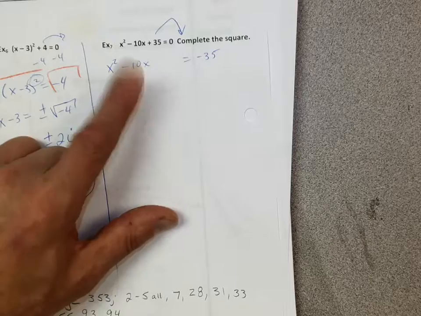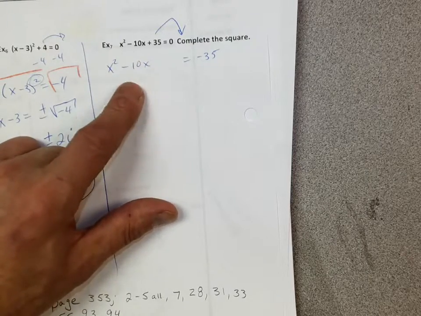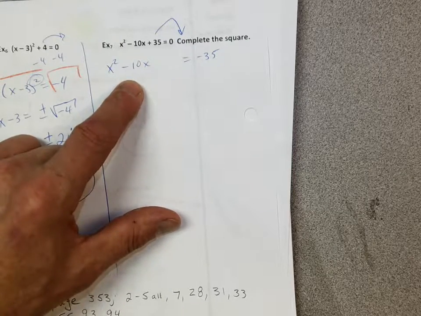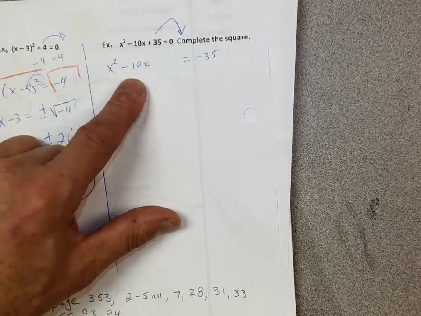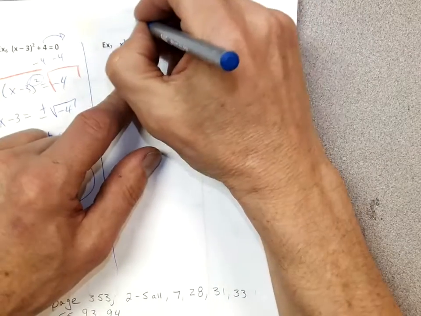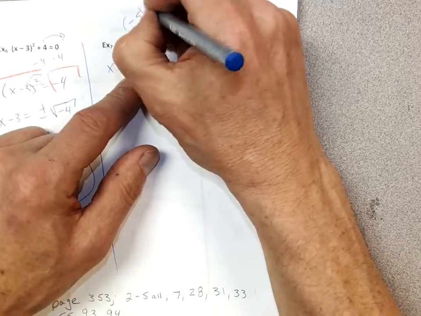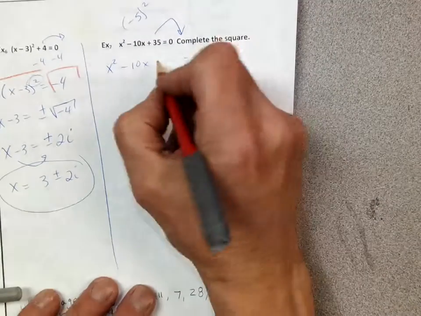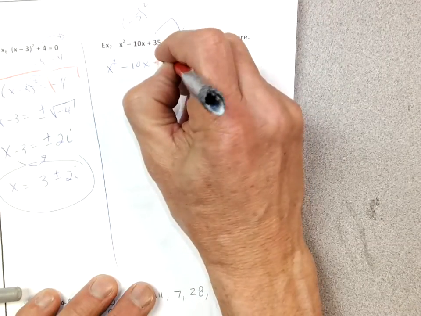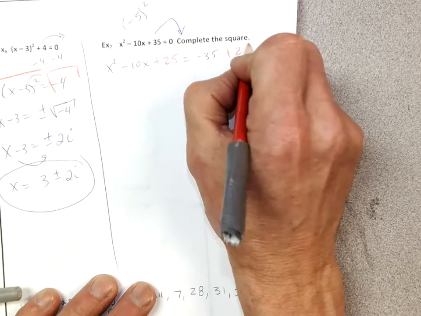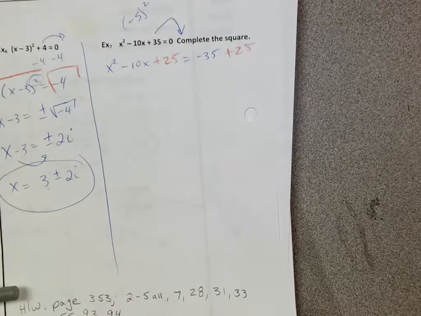You guys agree? Nothing to factor out. So let's take half. Half of 10. What's half of 10? Square 5, what do you get? So half of this is negative 5, and you square that, and you get a positive 25. So I'm going to add 25 to both sides, okay? Now, let's see what we get. My balanced equation now factors.